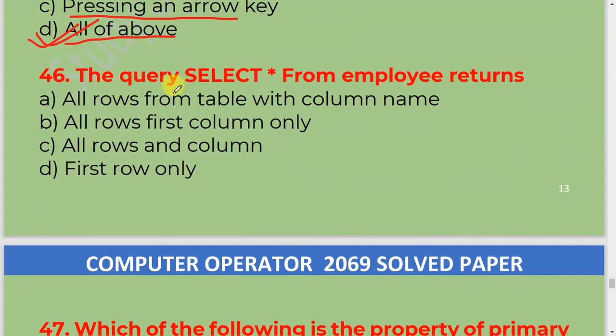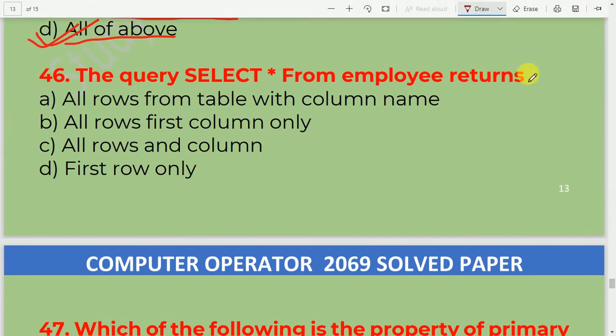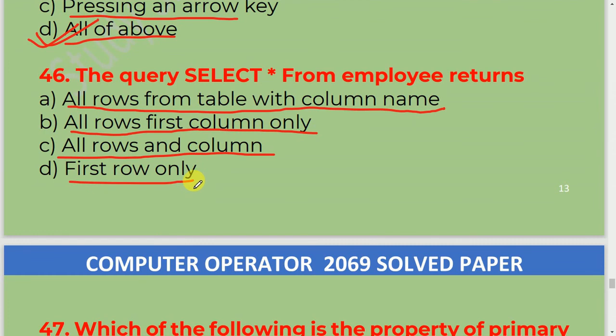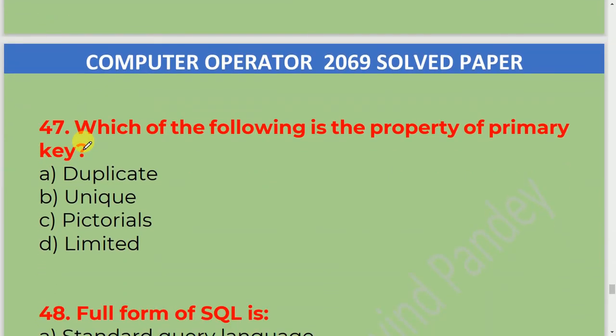Question number 46. The query select star from employee returns option A, all rows from the table with column name; B, all rows first column only; C, all rows and column; D, first row only. And the correct option is option C, all rows and column.